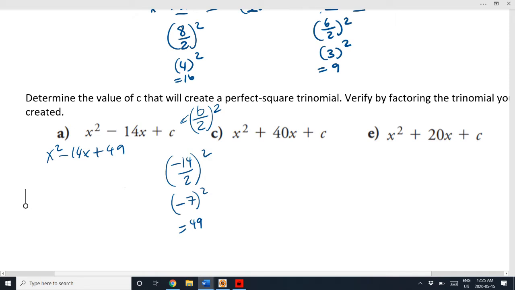Let's try factoring this. Can you think of two numbers that multiply to positive 49 but add up to negative 14? That's right, negative 7 and negative 7. So the factor brackets would look like this. And another way to write this is x minus 7 squared. Let's try example C.